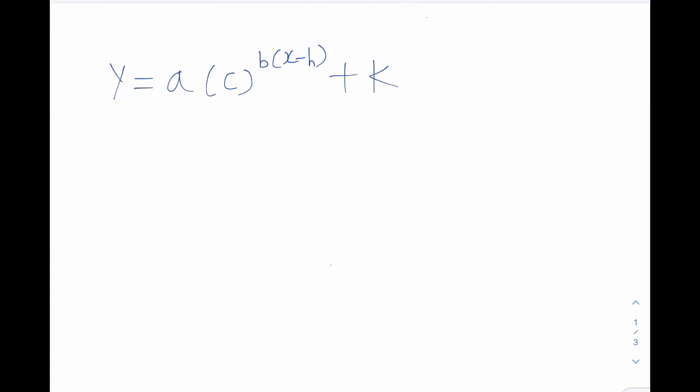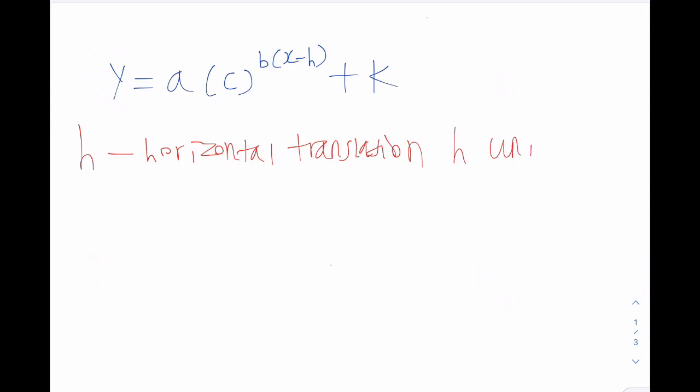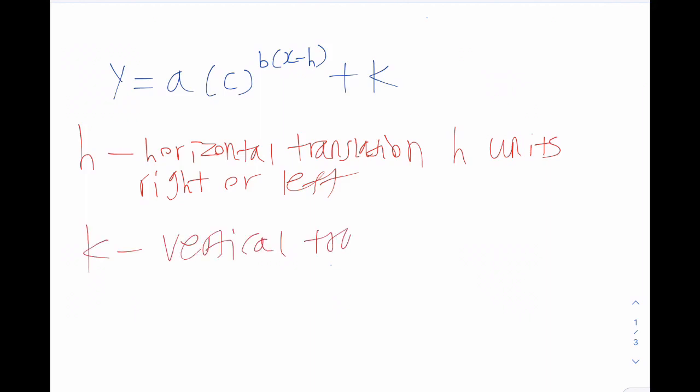Now let's look at h. So h will cause a horizontal translation, h units either right or left, and k will cause a vertical translation, k units up or down. Alright guys, so now we got the transformations down.